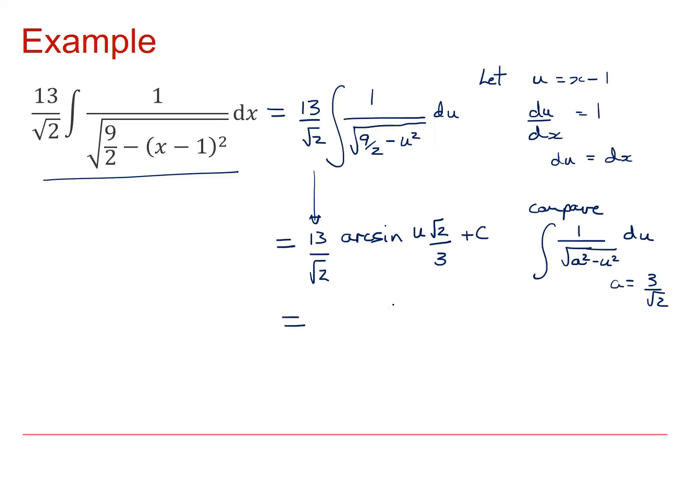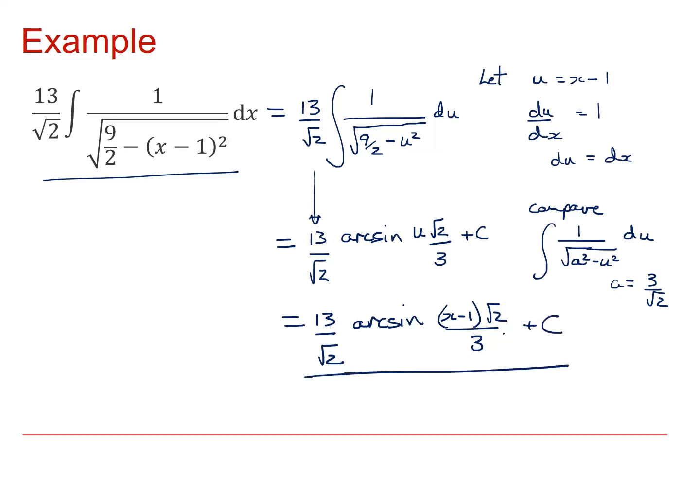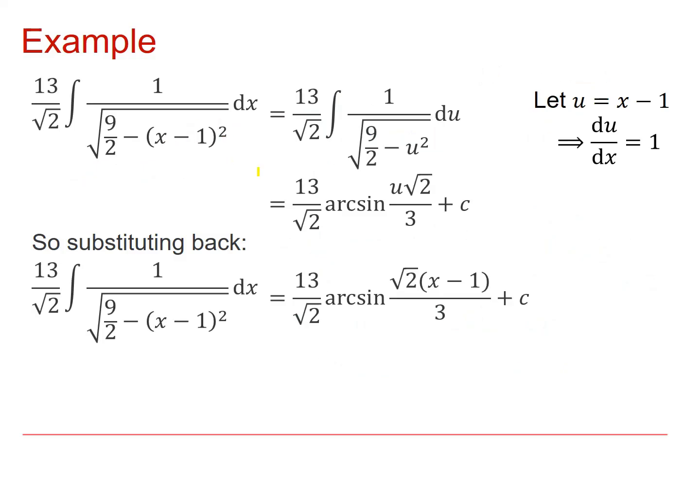And now I need to substitute back in. I know that u is equal to x minus 1, so I can pull it back into here to give me 13 over root 2 arcsine x minus 1 times root 2 over 3 plus a constant. And so there's our worked through.